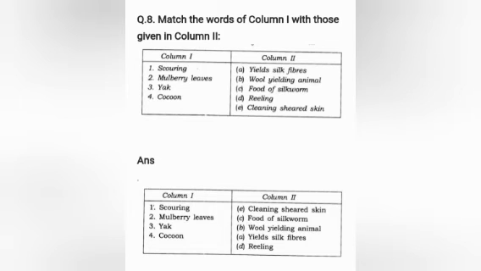And the book back exercise eighth question is, match the following terms of column 1 with those given in column 2. Scouring is cleaning sheared skin, mulberry leaves are food for silkworms, yak is a wool yielding animal, and cocoon yields silk fibers, and reeling.